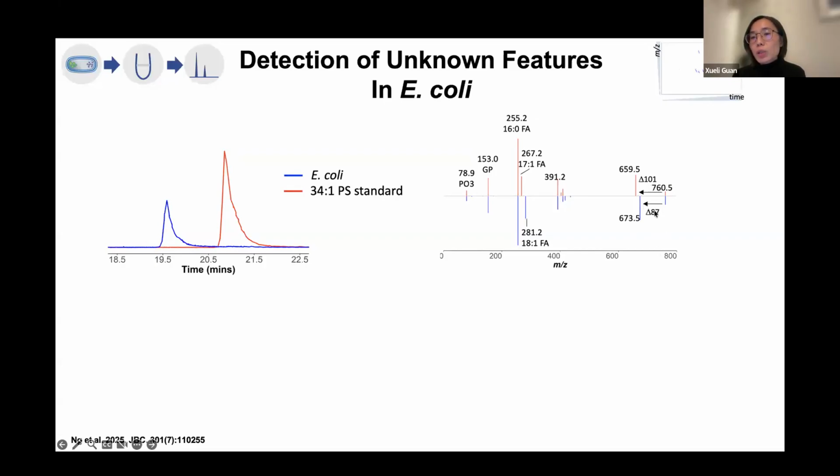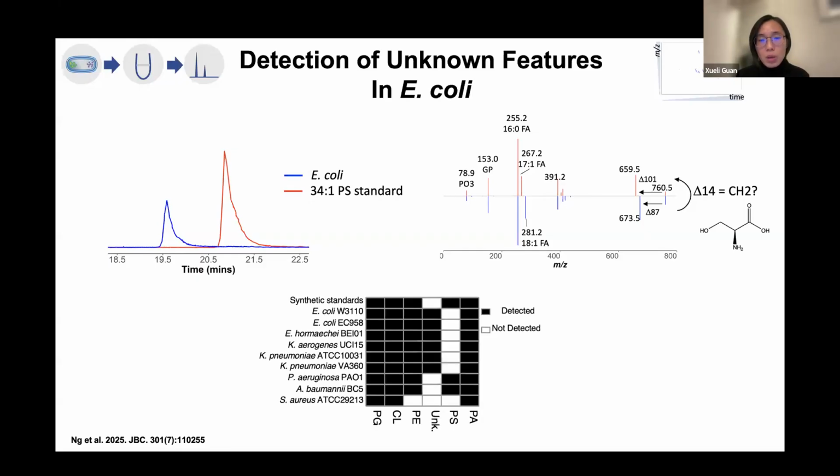So between 101 and 87, it's a mass difference of 14 Dalton. And in lipids, it's very common to have 14 Dalton that arise from a CH2, which means a chain length difference of 1 carbon. So we ask ourselves, what can be this potential new signature? We also ask ourselves whether this signature is unique to E. coli, and we have been cataloging the lipids in a very systematic way for the gram-negative members of ESKAPE pathogens.